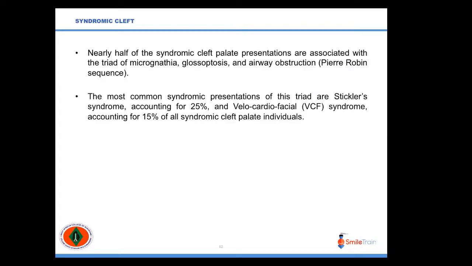In the syndromic cleft, nearly half of the syndromic cleft palate presentations are associated with a triad of micrognathia, glossoptosis, and airway obstruction, which is known as the Pierre Robin sequence.